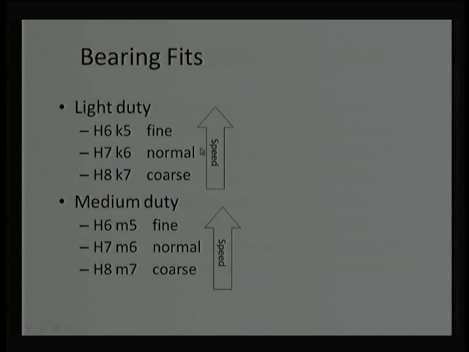And of course, this fit also depends on the speed, because the shaft is going to rotate and the inner ring is going to get mounted on that. If the speed is higher, naturally we have to go for a closer fit. We need to keep a larger interference for a high speed application compared to a low speed application, and that is why for light duty, coarse operation, it is H8K7.